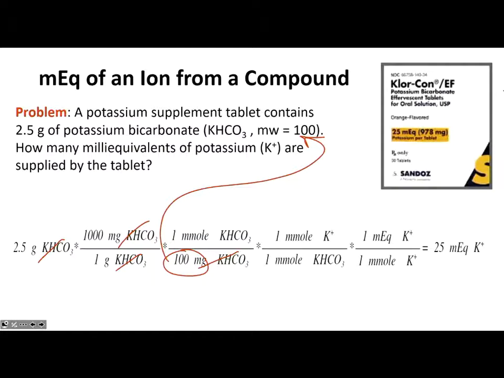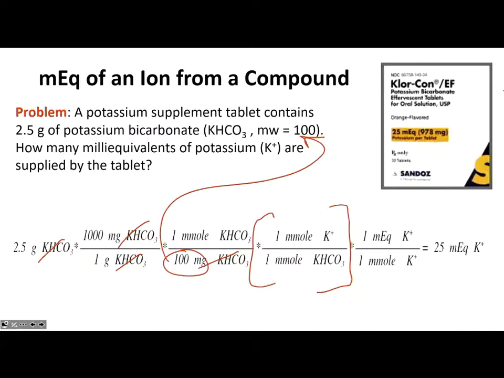Now, this is a new step we didn't practice before, so this is an important step. Not a hard one, but an important one. I want to know the milliequivalents of potassium, but I'm in the millimoles of potassium bicarbonate. I have to go from potassium bicarbonate to just potassium, and you do that by looking at the formula.